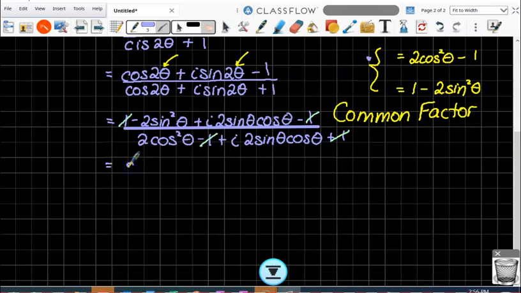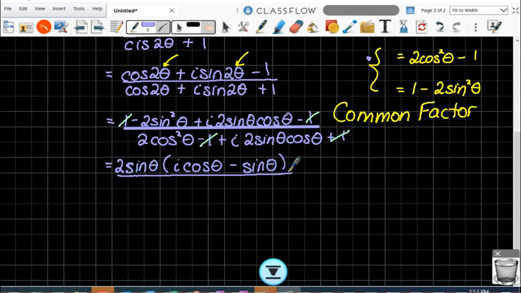Oh, could I pull out, can I pull out 2 sine? Yeah. I'm going to go i cos theta, two cos, so what do I got? Cos theta, is it plus i sine?